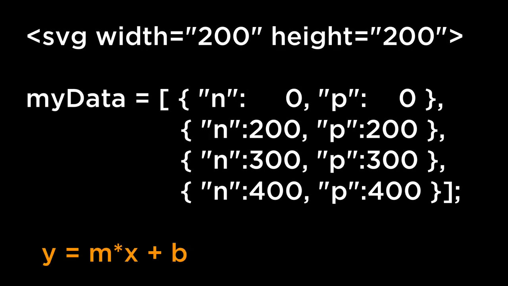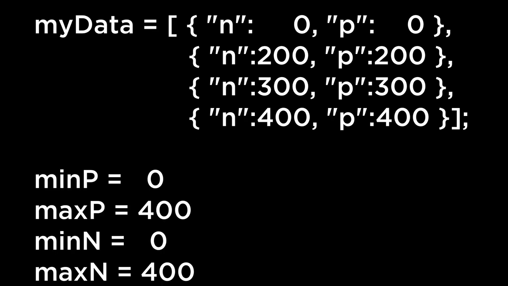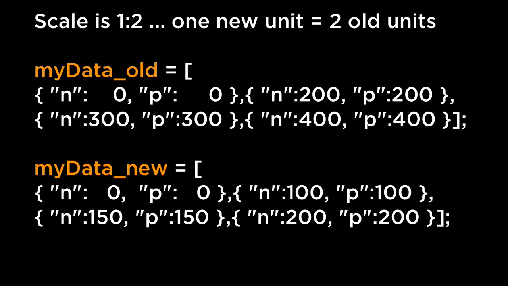This is where the math comes in. The x's that we take in from our data have to fit into the 200 by 200 box, which means that the maximum that y can be is 200. So we want to translate our data so that max p and max n are 200 instead of 400. To do that, we could divide the data by 2, such that every new unit is equal to 2 old units.